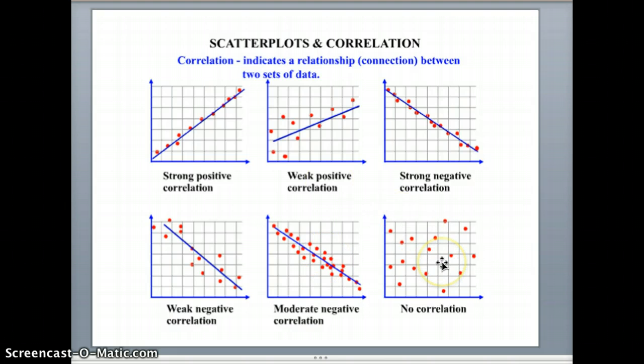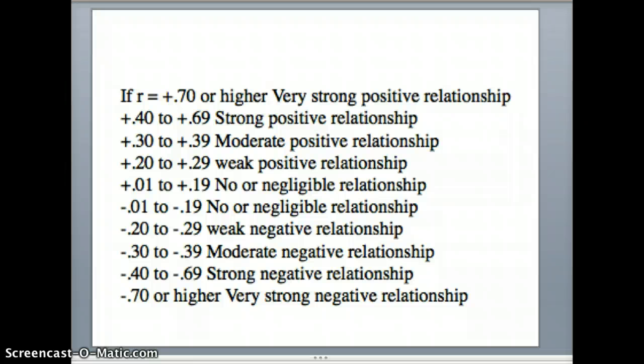And then if we take a look at the last slide here, it tells us there's no correlation. If the points are in a cloud, no discernible pattern, we would say there's no correlation, or a correlation of about 0. So just to give us an idea about what these numbers mean, we're going to say if r is 0.7 or higher, we have a very strong positive relationship, a strong positive correlation. Similarly, if it's negative 0.7 or lower, negative 0.7 to negative 1, we have a very strong negative correlation.